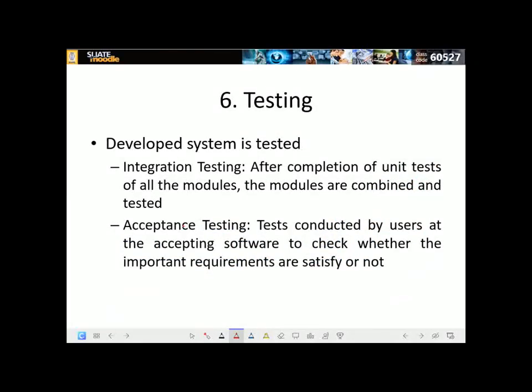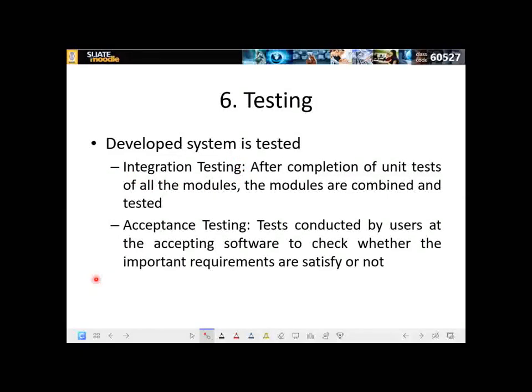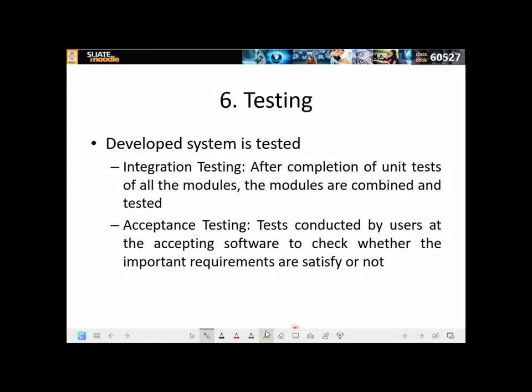Now the testing. The next one, students, is testing. The developed system is tested. There are two major categories under this testing. One is integration testing. After completion of unit tests, all the modules are combined and tested. So what it says, students, right?